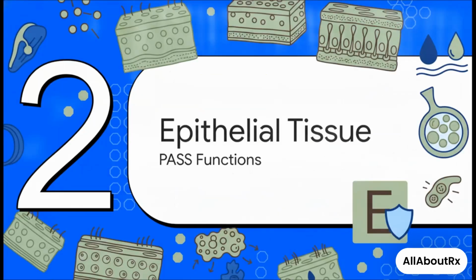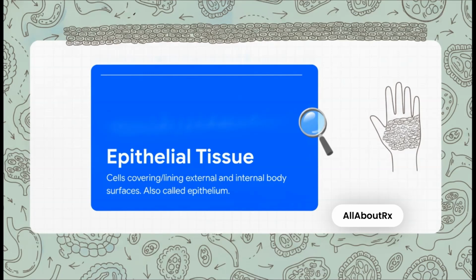Moving right along to Section 2, epithelial tissue and its PASS functions. So epithelial tissue, or just epithelium, is basically your body's ultimate boundary layer. It's made up of closely arranged cells that cover or line both the external and internal surfaces of your body parts. Now, here's an absolutely crucial fact. Epithelium is avascular. That means it totally lacks its own blood vessels. Because of this, it has to get all its nutrients via diffusion from the connective tissue right underneath it. It's the ultimate gatekeeper for our internal environment.